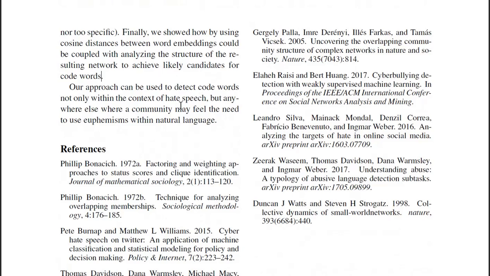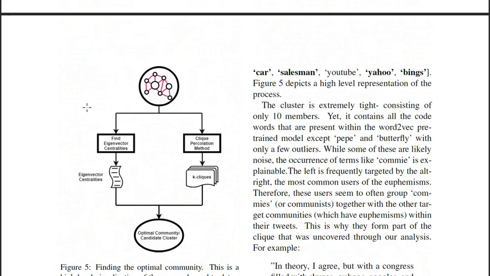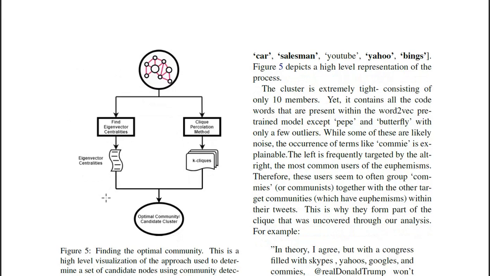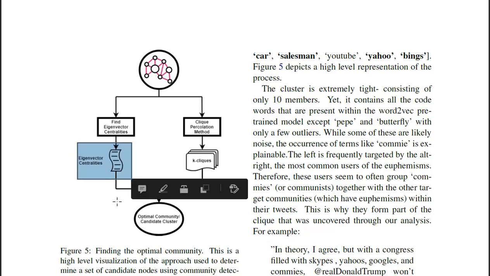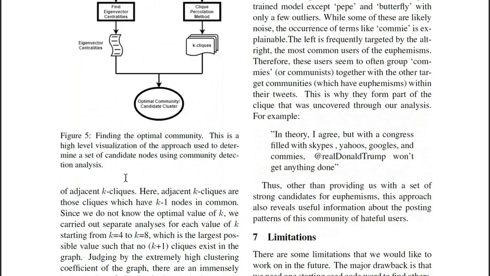Our approach can be used to detect code words not only within the context of hate speech, but anywhere else where a community may feel the need to use euphemisms within natural language. So the paper was pretty interesting, and this figure, I missed this figure, so I'm just going over that. You have the graph, you find the eigenvector centrality, you also find the k-cliques, and then you use the eigenvector centralities as the weights to find the optimum community cluster.